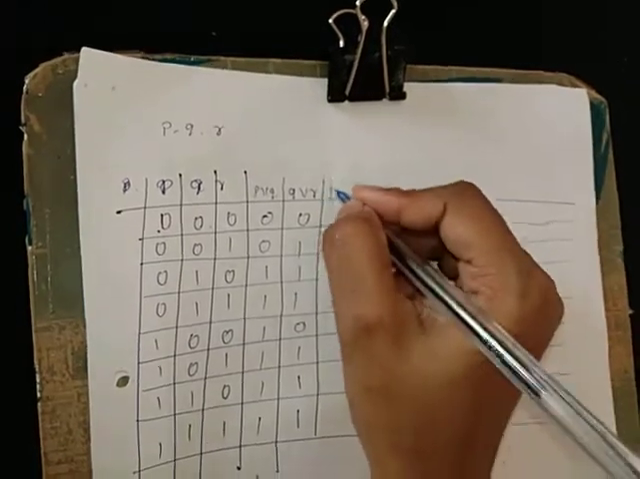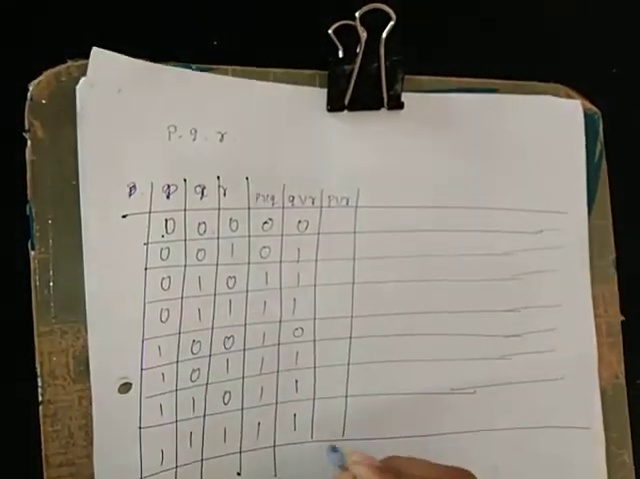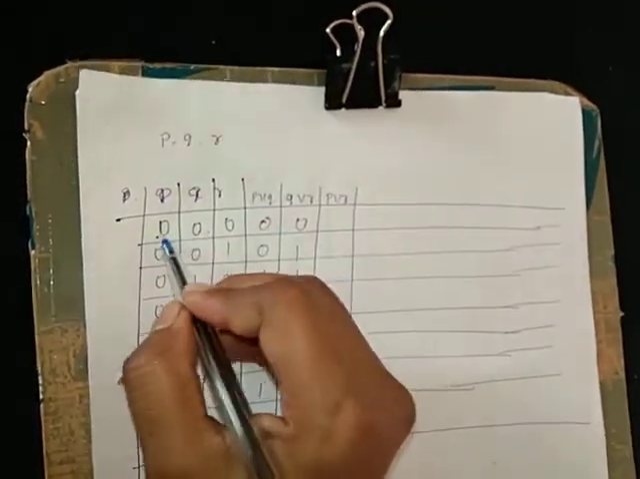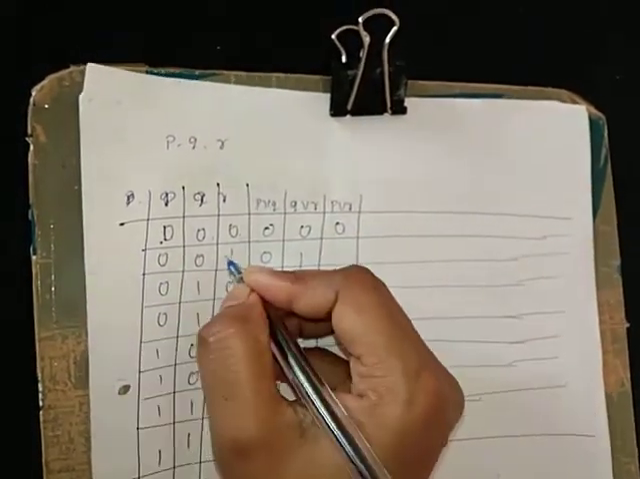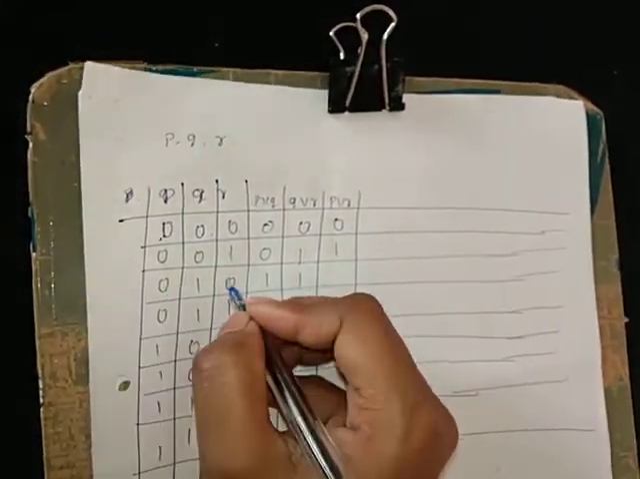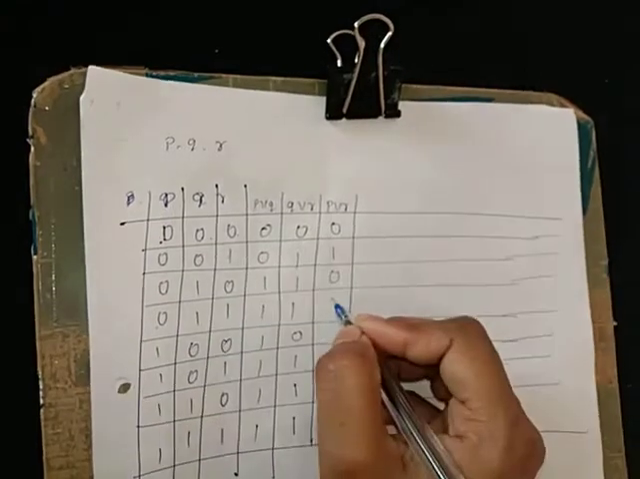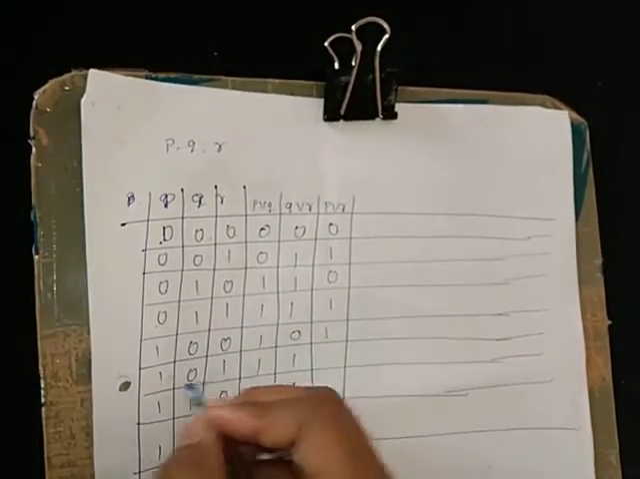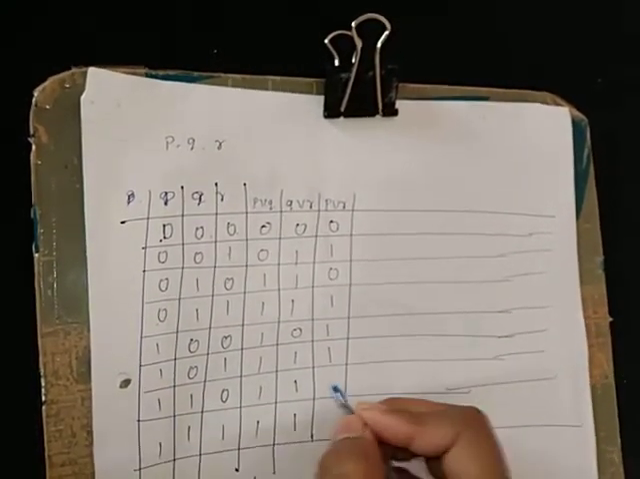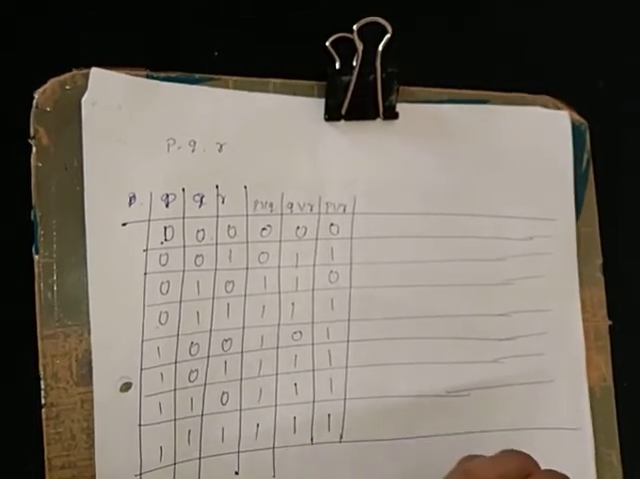Now construct P or R. 0 or 0 is 0, 0 or 1 is 1, 0 or 0 is 0, 0 or 1 is 1, 1 or 0 is 1, 1 or 1 is 1, 1 or 0 is 1, 1 or 1 is 1.